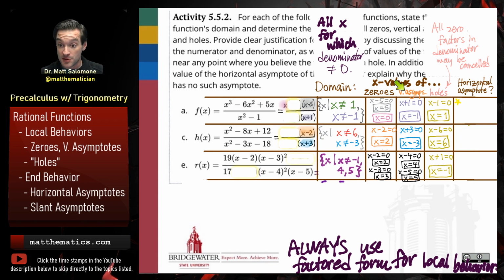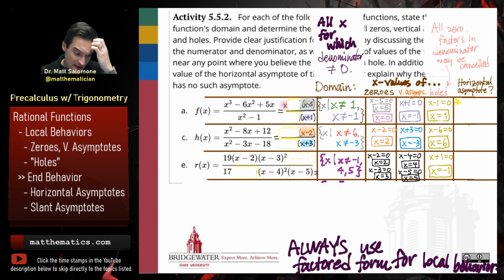The vertical asymptotes being the factors that make the denominator equal to 0, and the zeros coming from the factors that make the numerator equal to 0. And that's a complete classification of the local behavior. So let's finish today's lesson by taking a look at end behavior instead.